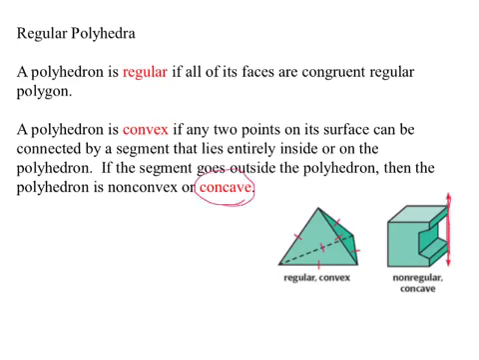If I connect any 2 edges with a line segment and it is outside of the polyhedron, then it's concave. We've always talked about in the past that if anything is an indent or indented for the polygon or the polyhedron, then it's concave, like a cave. If I connected any 2 sides in this one, my segments are always inside the polygon, so it's regular convex.